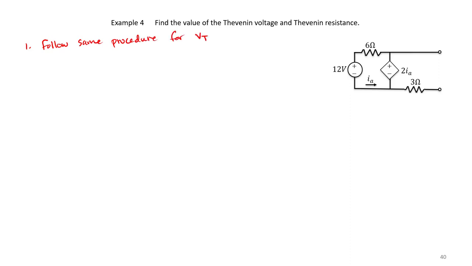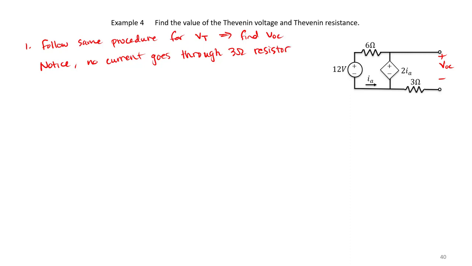So here we want to find our open circuit voltage. And notice in this case, no current will go through the 3 ohm resistor. At least not yet, right? So we can go ahead and apply our usual techniques to determine VOC.